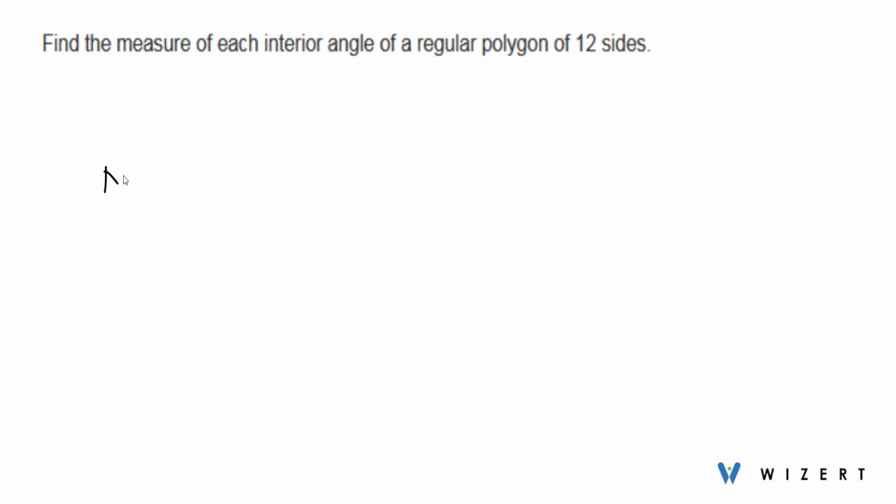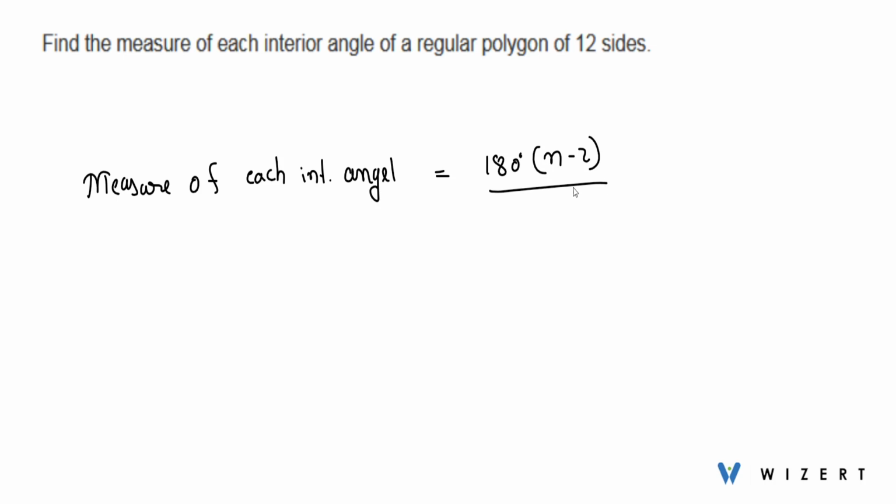So the relation says that the measure of each interior angle of a regular polygon is given by 180 degrees multiplied by (n minus 2) whole upon n, where n equals the number of sides of the regular polygon. Now according to the question, n is given as 12.